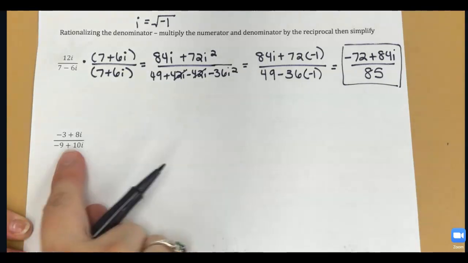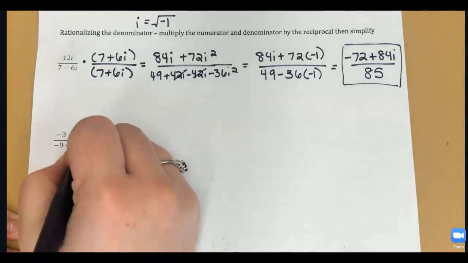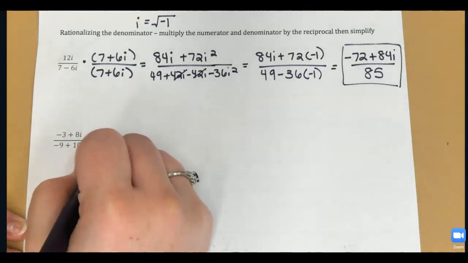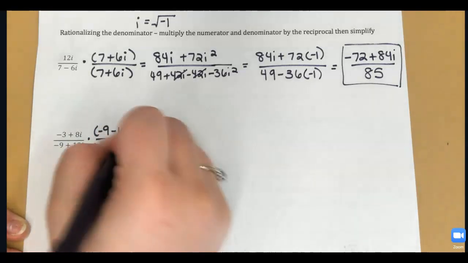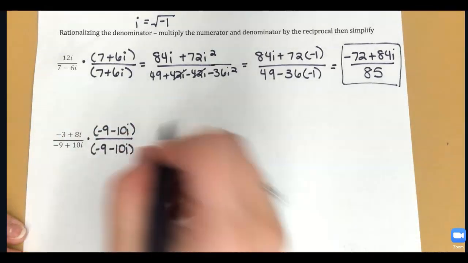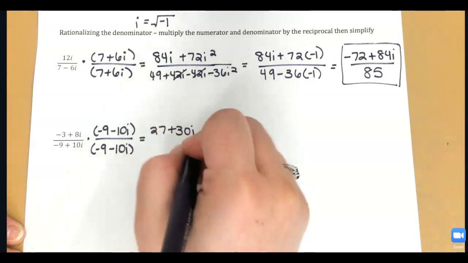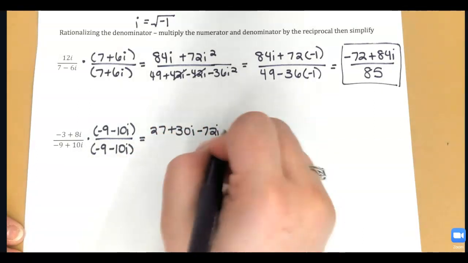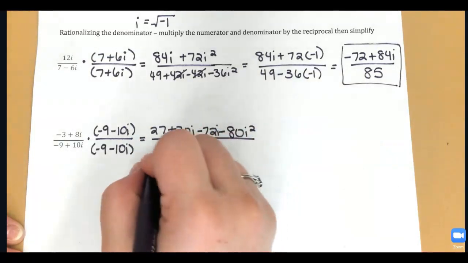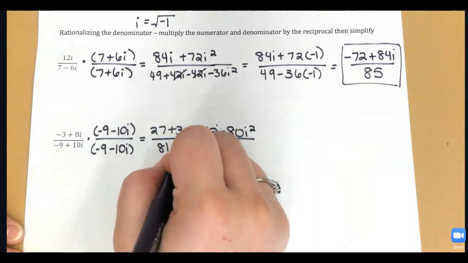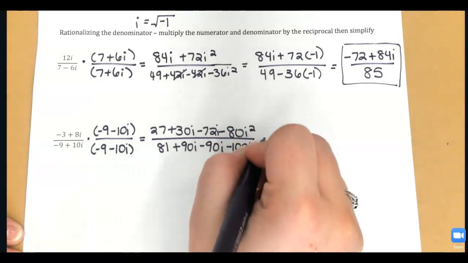Let's do this once more. Again, you just change the sign in the middle. So if my denominator is negative 9 plus 10i, my reciprocal is going to be negative 9 minus 10i. And that gets multiplied in the top and the bottom. So I'm going to be foiling in the top and the bottom this time. In my numerator, I'm going to get 27 plus 30i minus 72i minus 80i squared. And in the denominator, 81 plus 90i minus 90i minus 100i squared.